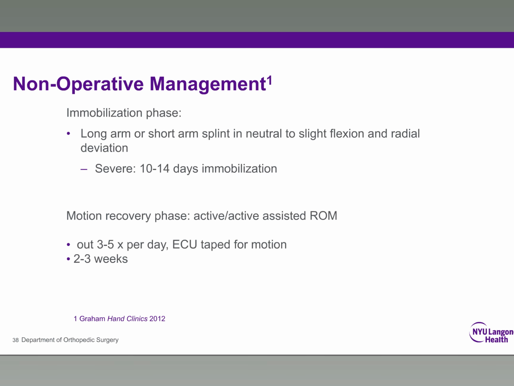Next, the second phase is the motion recovery phase, and this involves coming out of the splint 3 to 5 times a day with the ECU taped for motion, and that goes on for another 2 to 3 weeks. So that's a total of 4 weeks of splinting, with the second 2 weeks you're coming out of the splint and doing range of motion exercises. And then the final phase is the strength recovery phase with specific sports training, and that can last from 2 weeks or longer to get the patient back to activity.